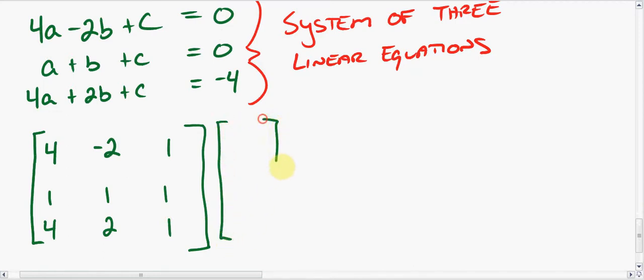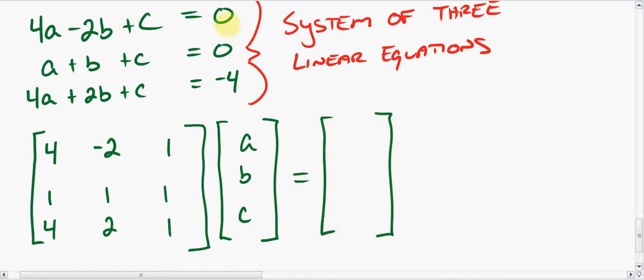Next, I have a 3 by 1. These are where my variables go in the order that they're given to me, and that's a, b, c. And then I have another 3 by 1, which are the solutions on the right-hand side, which is 0, 0, negative 4.